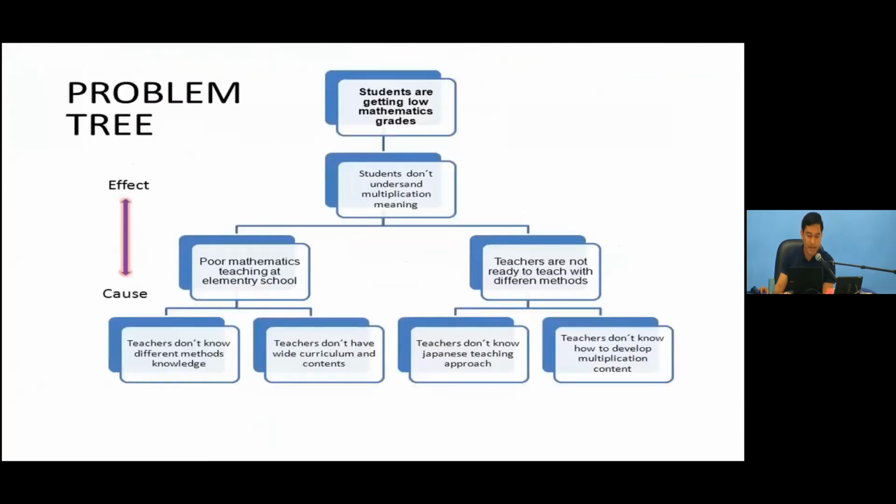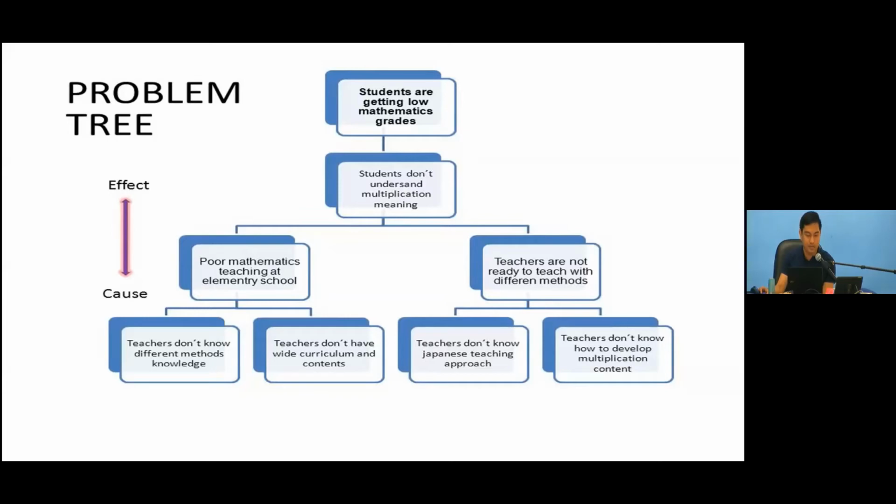You could also have a problem 3. For example, students are getting low grades in mathematics. Here, students don't understand the meaning of multiplication. So you could look into the cause. Maybe poor mathematics teaching at the elementary school, or teachers are not ready to teach with different methods.